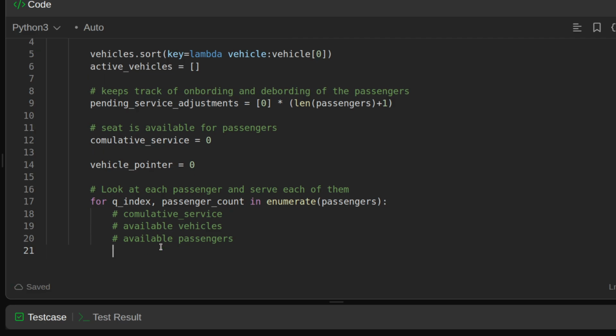So I have two things here. Available vehicles, if there are available vehicles plus available passengers, then serve, otherwise break.